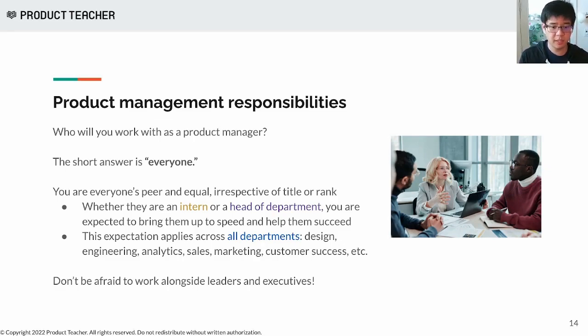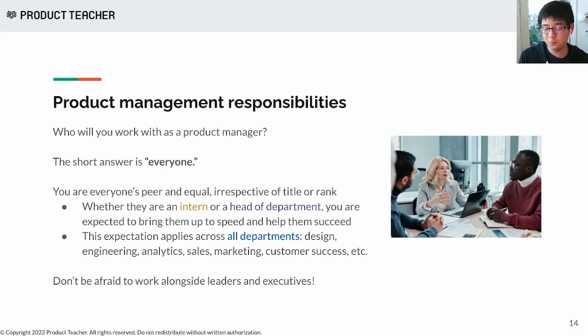This expectation applies across all departments, whether you're working with designers or engineers or salespeople or marketers. No matter who it is that you're working with, you're going to be treating them as a peer and equal, and you should expect that they're going to treat you as a peer and equal too. So don't be surprised and don't be afraid about working alongside leaders and executives. You might actually be working alongside the CEO to launch a new product. You might be working alongside the head of sales to identify how to position your totally new product. You might be sitting down with the SVP of marketing to identify how to track the success of your product versus all of the other products that your company has.